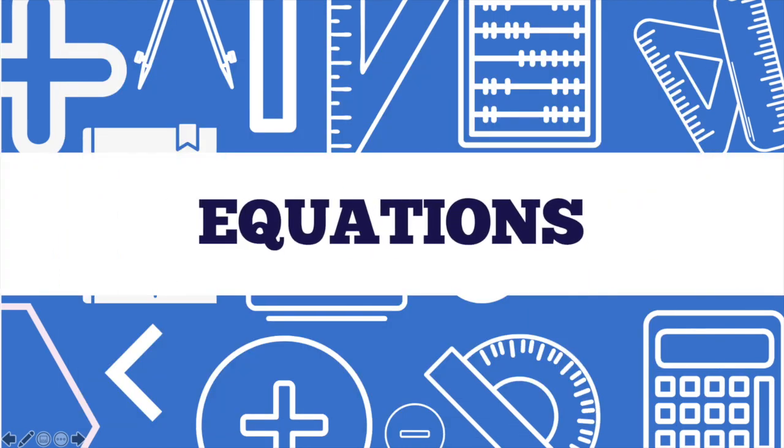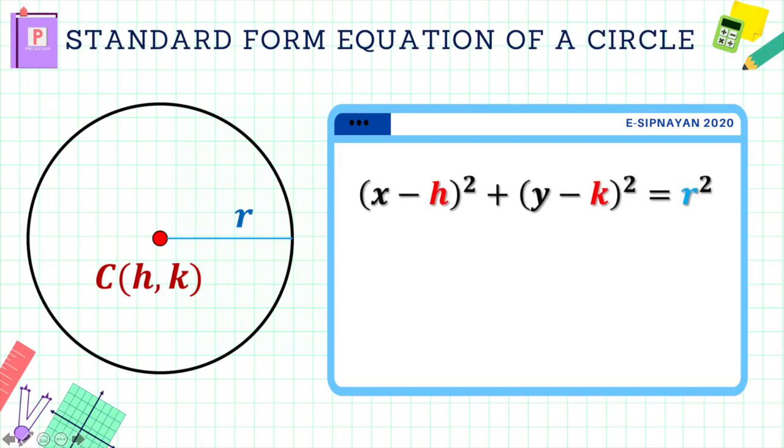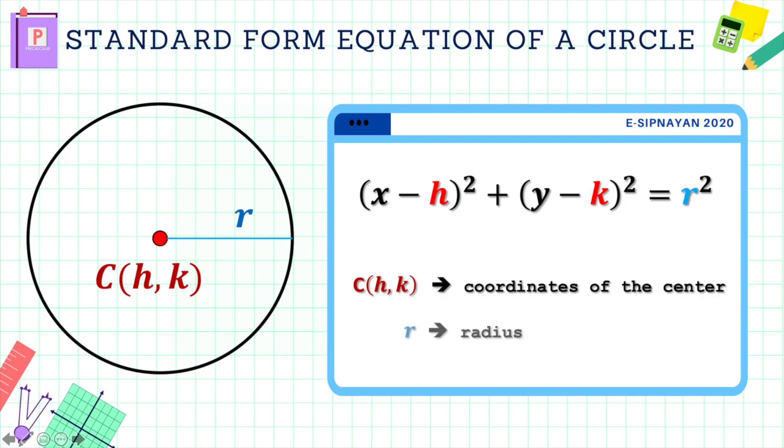As for the equation of a circle, its standard form of equation is the quantity of x minus h squared plus the quantity of y minus k squared is equal to r squared. Now, h and k are what we call the coordinates of the center. And r is, of course, the radius.